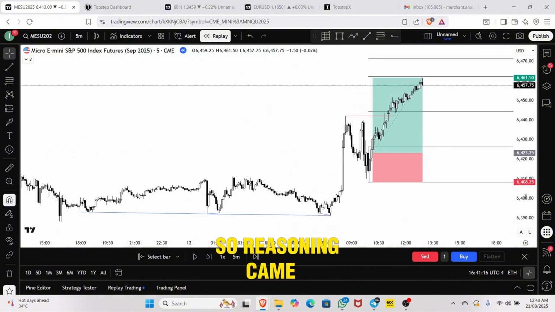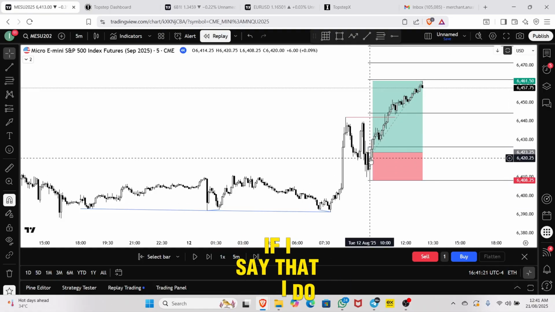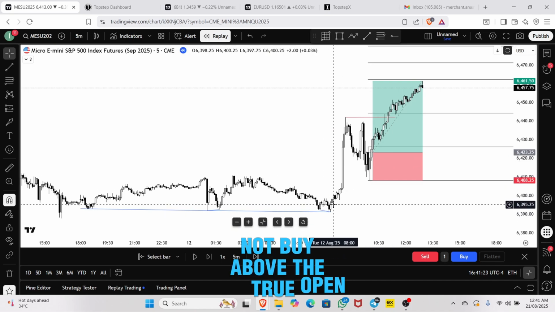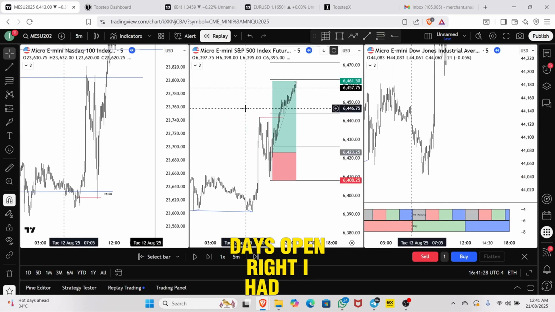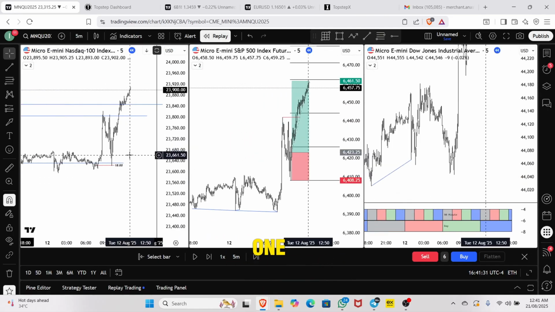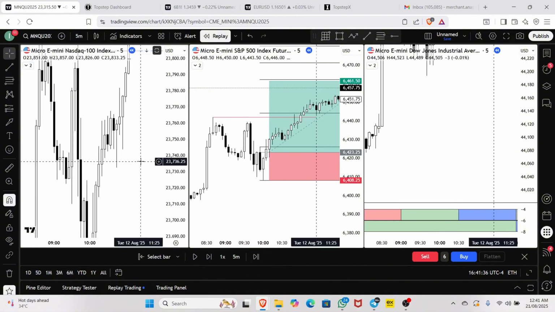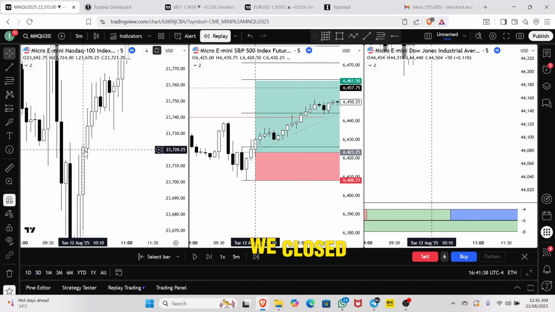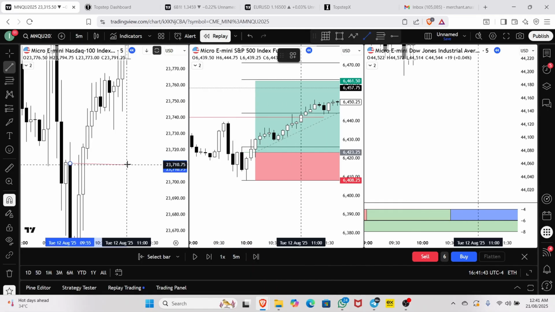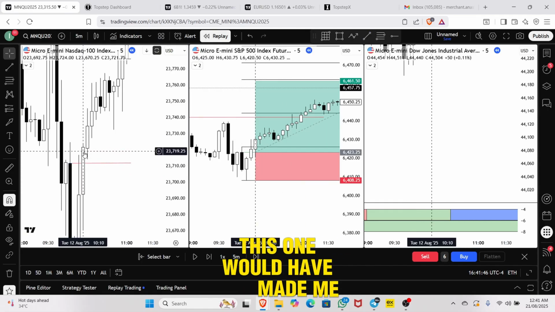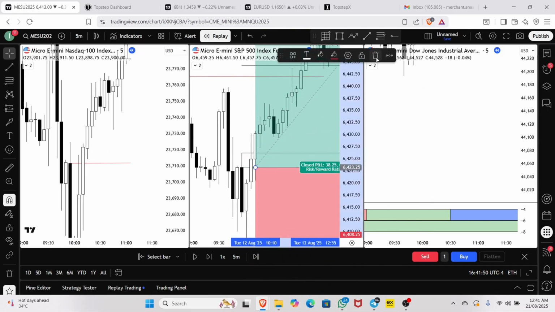So the reasoning came from these lows for me. If I say that I do not buy above the true open or day's open, I had reason to buy, which was here. One asset did actually take it out. And you see here, we closed by this candle, but we didn't tap back in. This one would have made me miss my entry, while this one didn't make me miss my entry. My entry was tapped here.